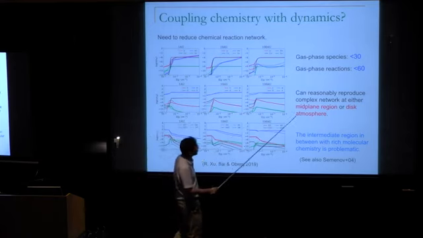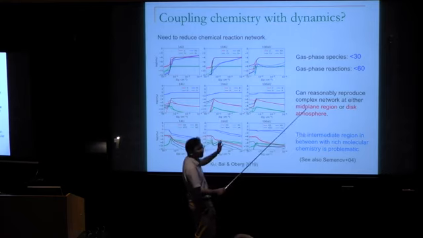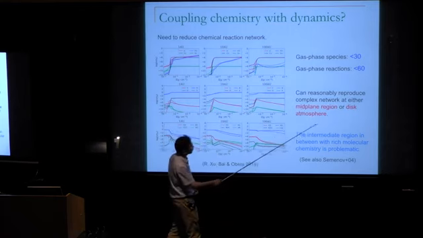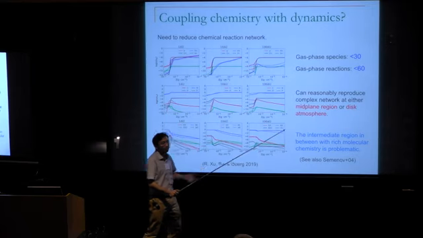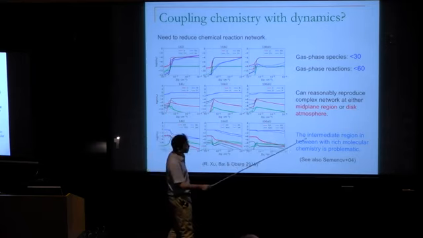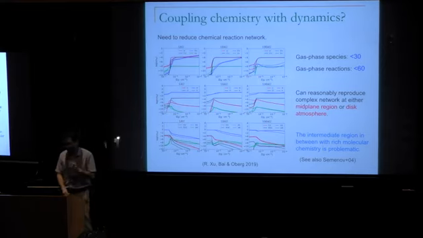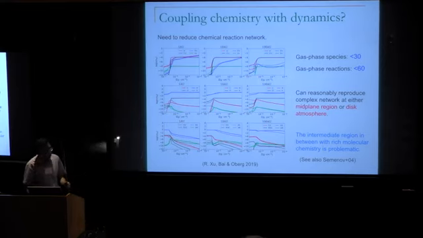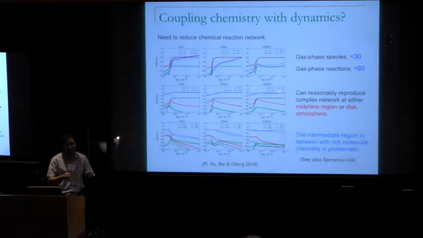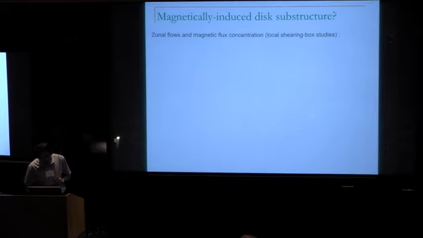But this only works either in the midplane region, say within plus or minus 2 scale heights, or in the disk atmosphere, which is penetrated by UV. The intermediate region turns out to be very complex, where you have rich molecular chemistry, and you seem to need about 100-ish species. That's probably the major difficulty if you really want to couple chemistry with dynamics throughout the entire region. All right. Another aspect on disk structure.